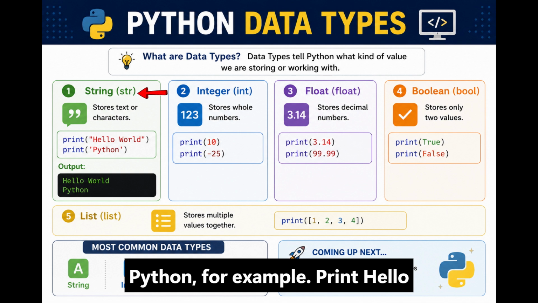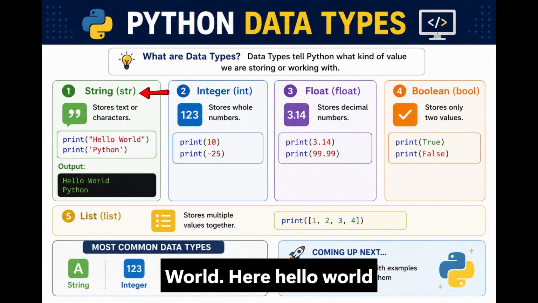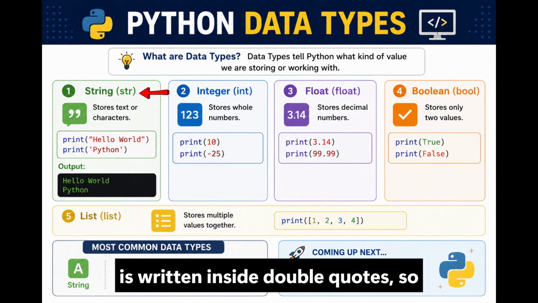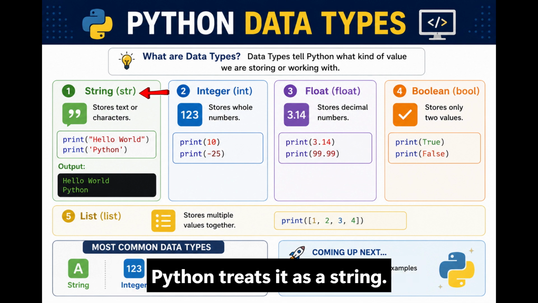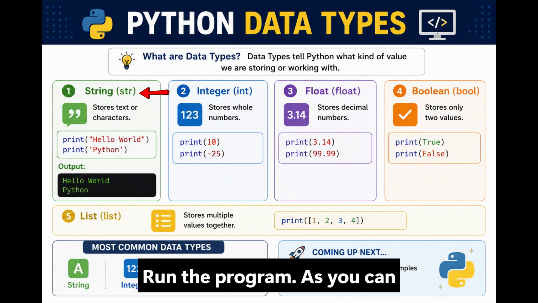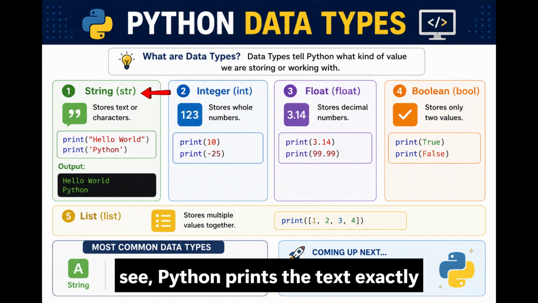For example, print "Hello World." Here, "Hello World" is written inside double quotes, so Python treats it as a string. Run the program. As you can see, Python prints the text exactly as it is.